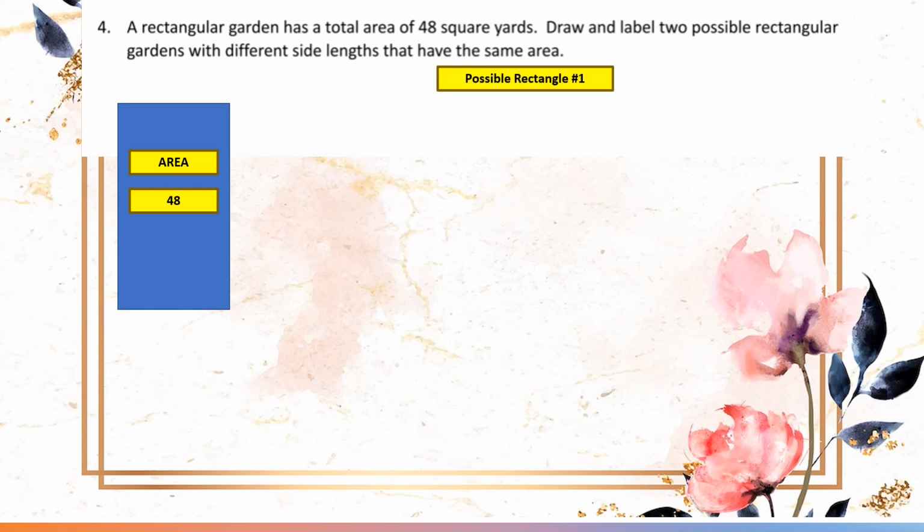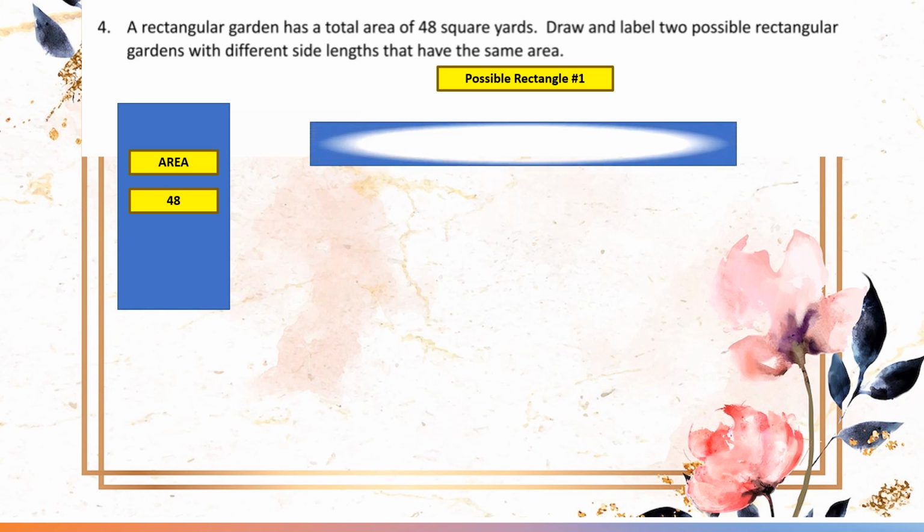So let's go with my first rectangle. Well, thinking about the factors of 48, I'm going to start with 1. And I know that I can multiply 1 times 48, and that will give me 48. So my first rectangle is going to have a length of 1 and a width of 48. So the area for this rectangle is going to equal 1 times 48, which is 48.